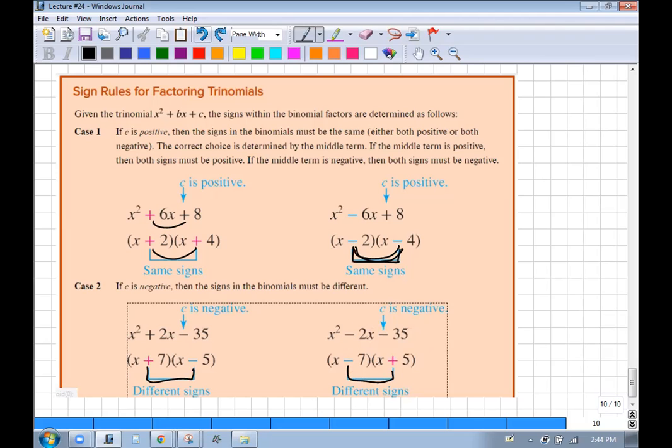So if this thing is negative, you have to have different signs, because a positive times a negative gives you a negative. But if you add them, depending on which number is bigger, you can either get a positive or a negative. You see, they have the same numbers here, 7 and 5. If you make the 7 positive and the 5 negative, you get a +2. If you make the 7 negative and the 5 positive, you get a -2.